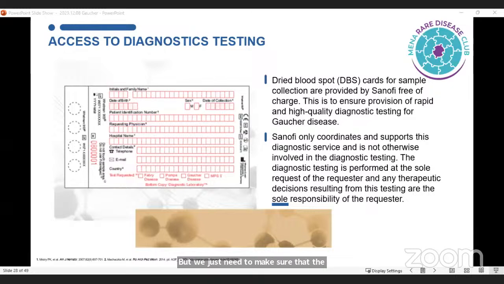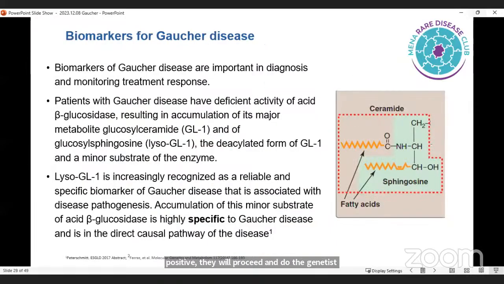Okay. So yeah, the good thing about that is Sanofi will cover these tests. They arrange sending the samples to specific labs to do the enzyme activity, and at the same time, if it's positive, they will proceed and do the genetic test immediately from the same sample. So we have a clear answer.